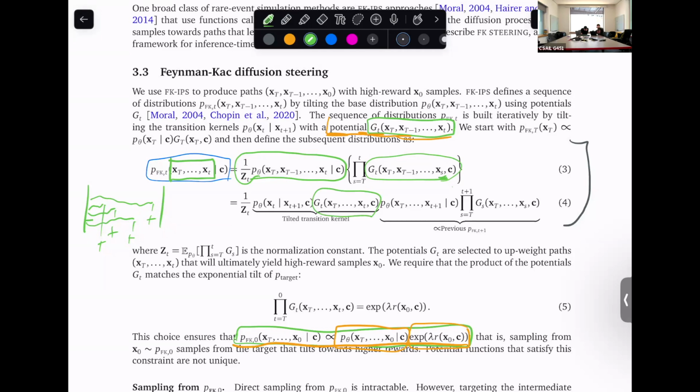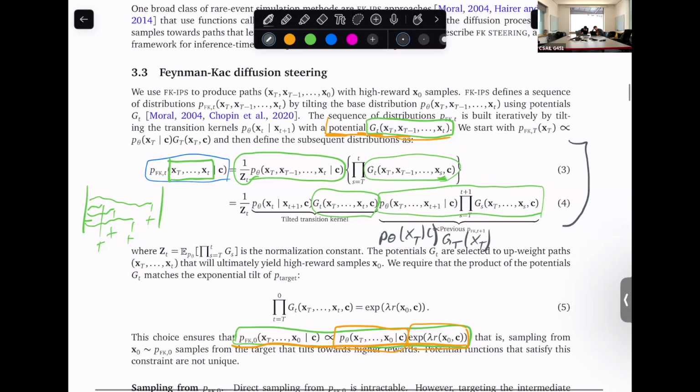Yeah, so this is how we jump to the next one. Basically, we make a transition according to the model, p theta of xt given xt plus 1 and c. And then additionally, we inject this biasing potential. So in the same sense that our original model can be factored as the product of a bunch of transition kernels, our tilted model can be factored as the product of a bunch of tilted transition kernels, each of which is written as the model transition kernel multiplied by this potential g of t.